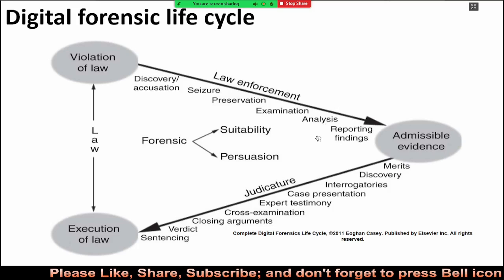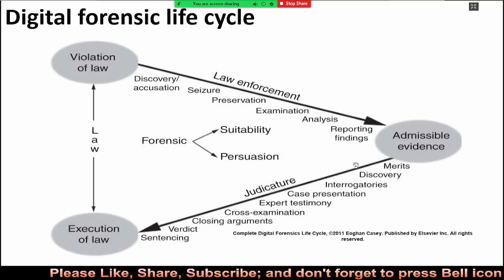So you report the finding: these many samples were analyzed, this is the analysis, and this may be the prediction from that particular analysis. Now this report is shown in a court, and that is what we can call admissible evidence. It becomes admissible evidence when this report is shown in a court. The court checks the merits of this report to prove or refute the crime.